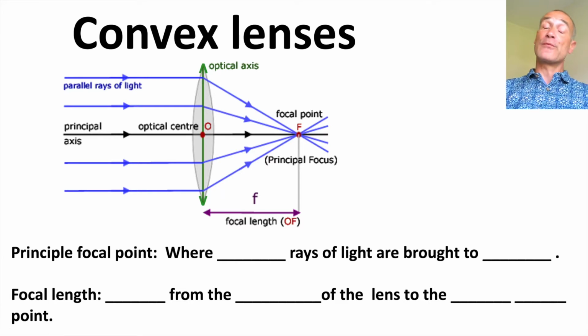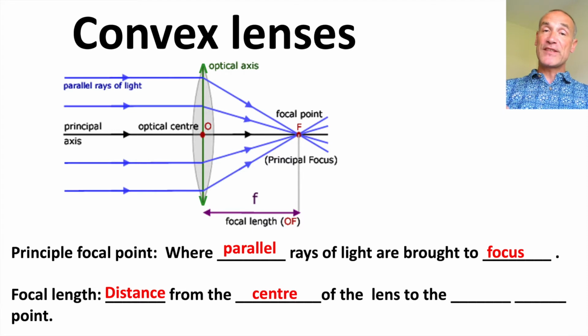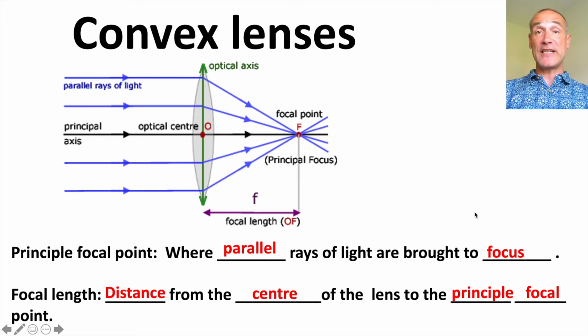So you should have got the principal focal point is where parallel rays of light are brought to focus. And secondly, the focal length is the distance from the centre of the lens to the principal focal point. So those are the two definitions you need to know.